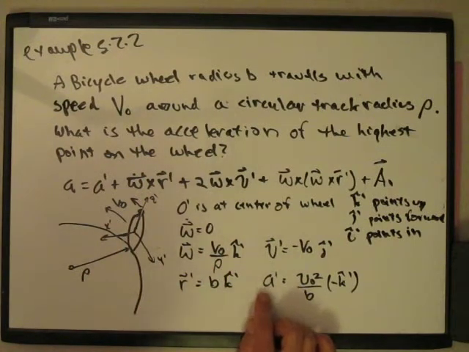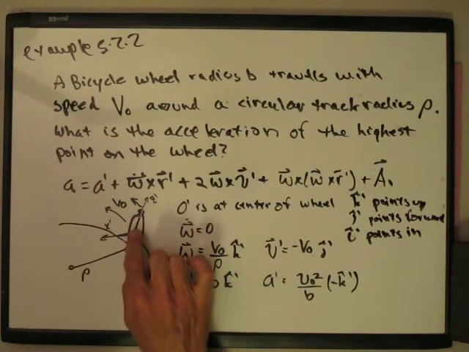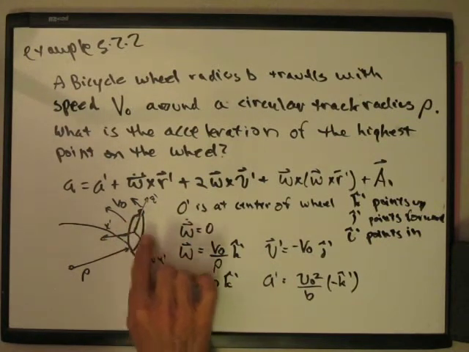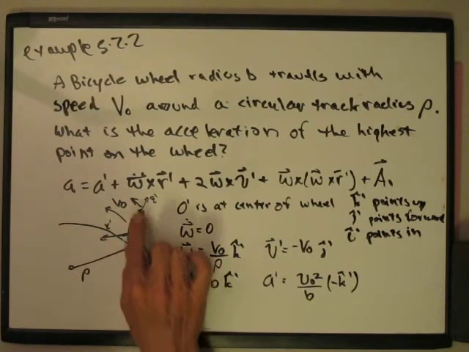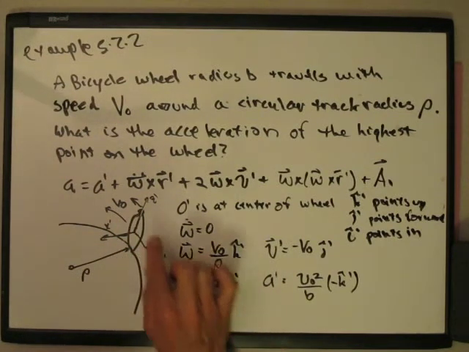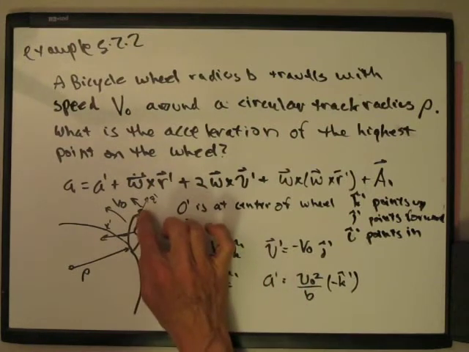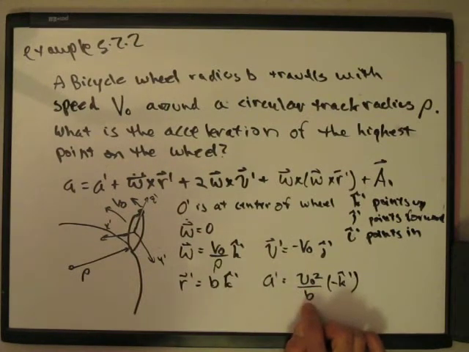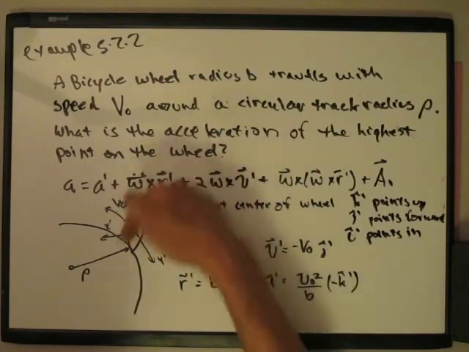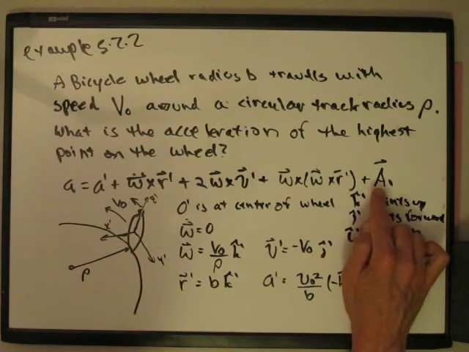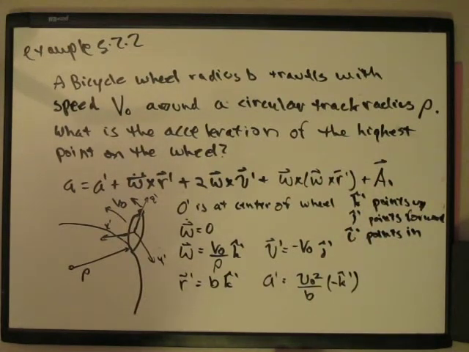And finally, the acceleration in the prime frame: in this frame, the wheel is just spinning about the center, right? And so it's spinning in the y prime z prime plane, and so the acceleration in the prime frame is just v squared over r. In this case, it's v naught squared, the speed in the prime frame, divided by the radius of the wheel, and then it's towards the center, so it's in the minus k hat prime direction. And so we're going to have to work out all of these terms, but we've defined these.